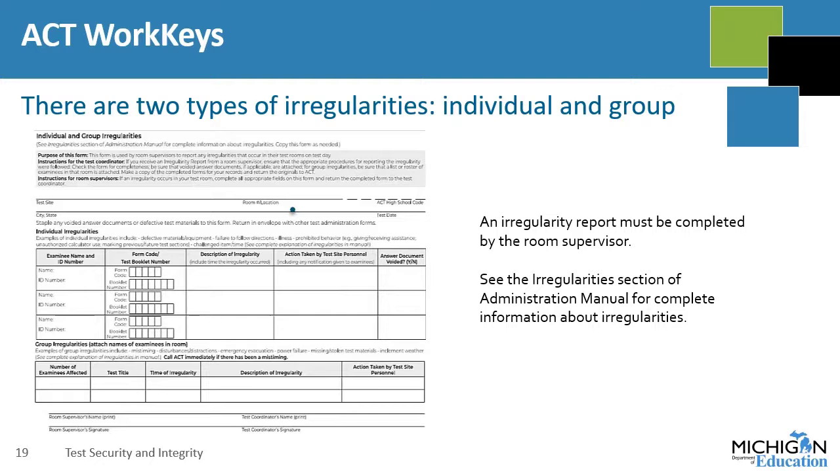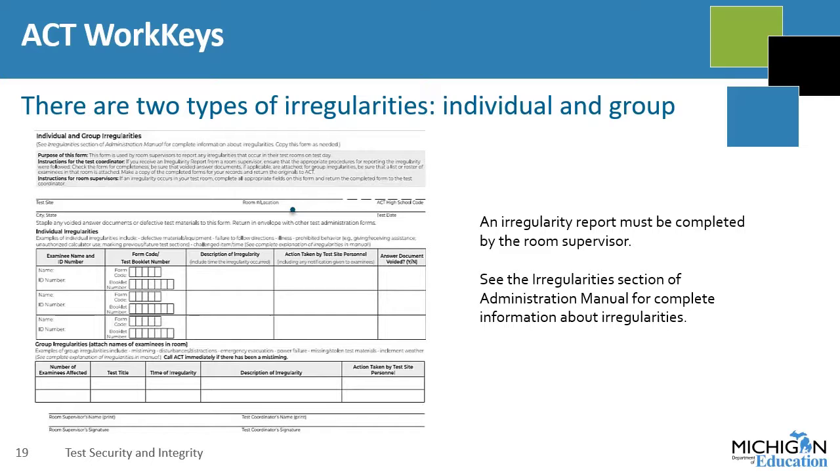Group irregularities are defined as an incident that affects all students testing in a testing room or at the entire testing site. In the event of an individual or group irregularity, the room supervisor is responsible for completing an irregularity report. At the top of the irregularity report, there are instructions on how to complete the form for both the test coordinator and room supervisors. All irregularity reports require that the test site, room number or room location, ACT high school code, city, state, and test date information be included.